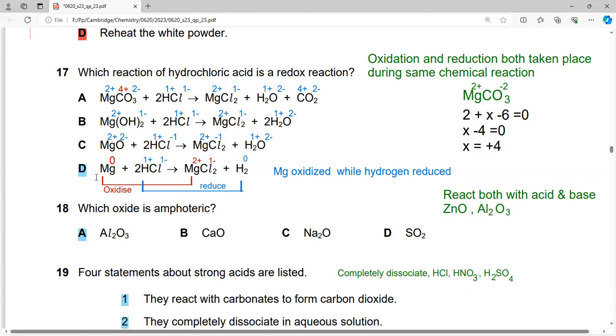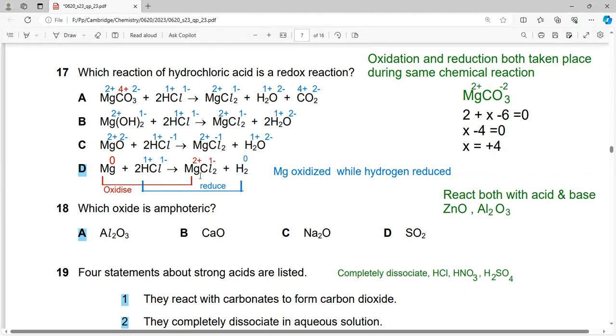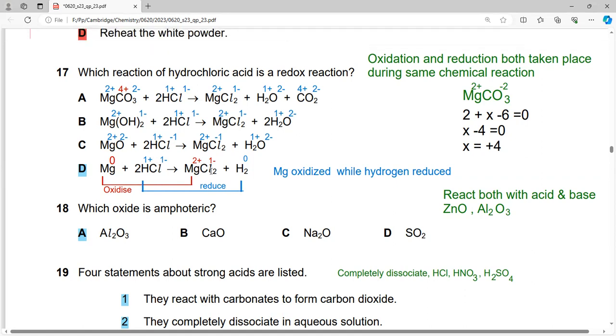In option D, magnesium has a 0 oxidation state in the reactant. But in the product, when it reacts with chlorine, it produces magnesium chloride, in which magnesium has a +2 oxidation state and chlorine has a -1 oxidation state. So the magnesium oxidation state increased from 0 to +2, which means magnesium is oxidized.